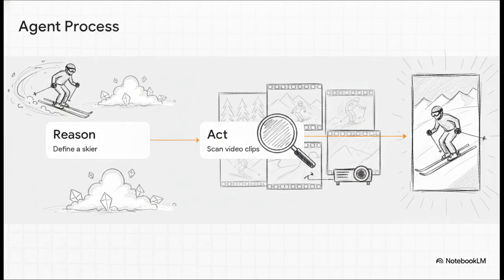It basically thinks, okay, what exactly does a skier look like? Well, it's a person on skis, moving really fast on snow. With that reasoning clearly established, it then acts by reviewing and indexing the massive pile of unorganized footage completely by itself, and finally outputs the exact isolated clip you need. It took your macro goal and broke it down into micro steps entirely on its own.